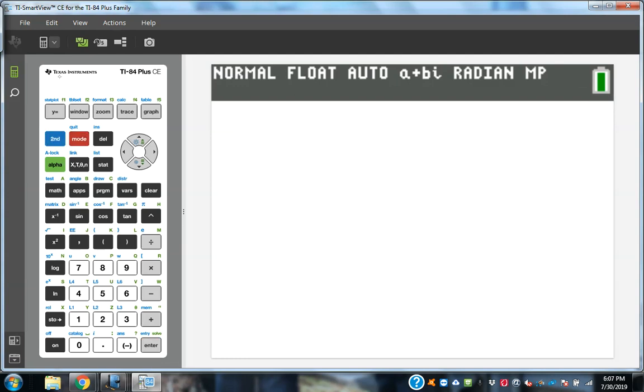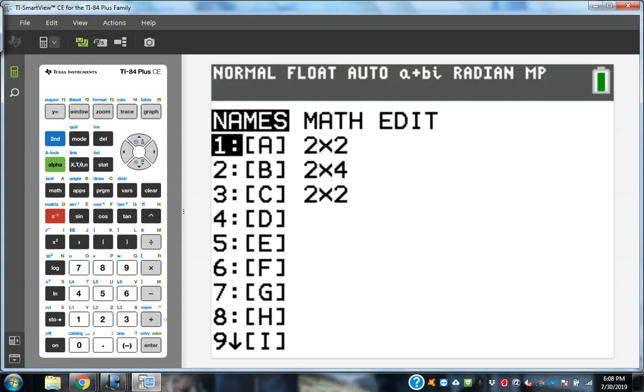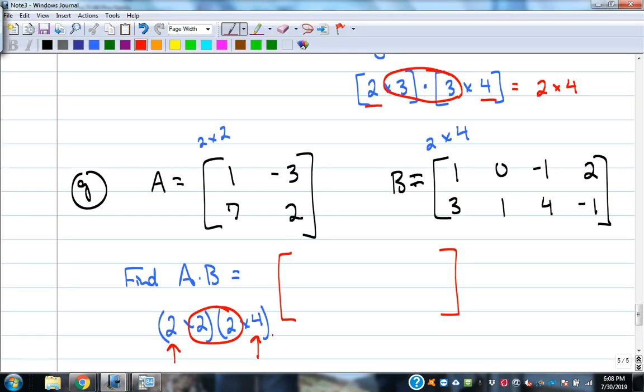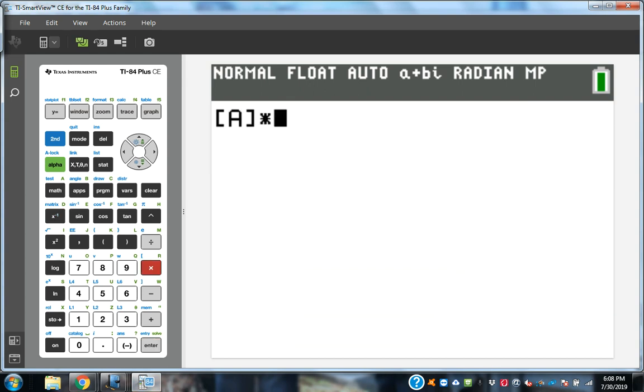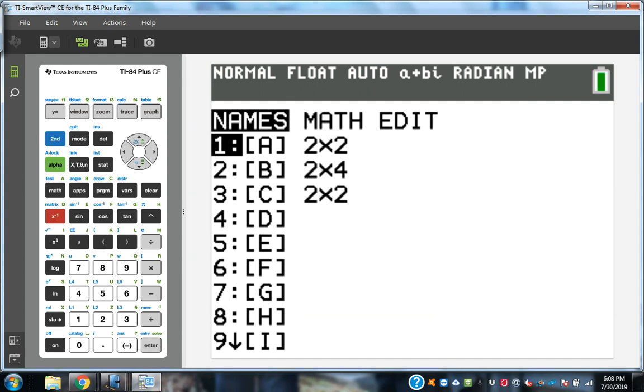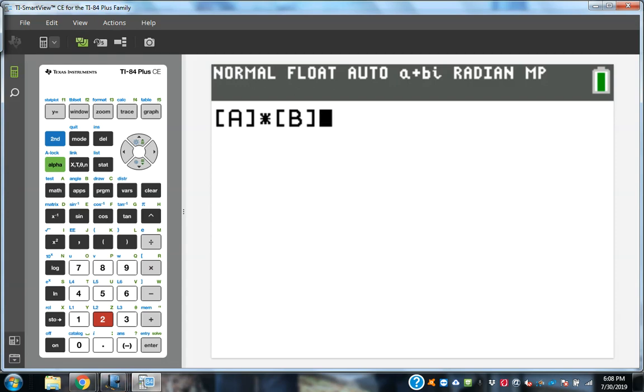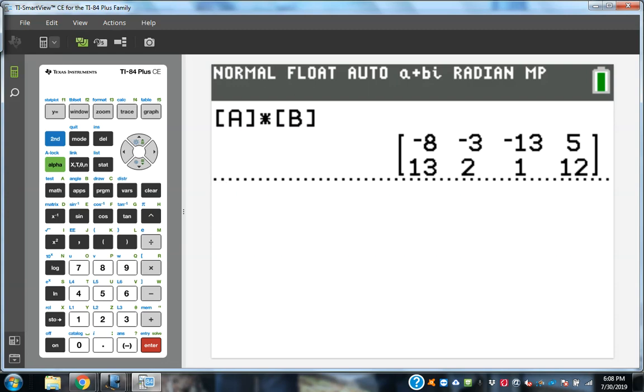Now I'm just going to tell my calculator to multiply those two together. So to do that, I've just got to go to the names part of the matrix menu. So second matrix, matrix A. The way the problem was asked was A times B. So when I put it in my calculator, I've got to put A times B. So A is on the left. So A times second matrix, and then B. Left A, B on the right. Hit enter. It cranks me back an answer that is a 2 by 4 in size.